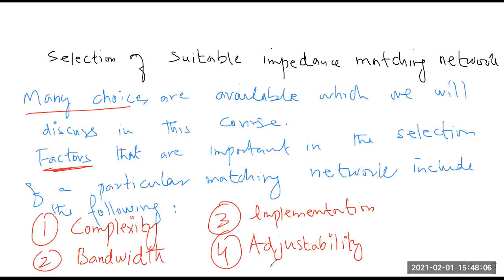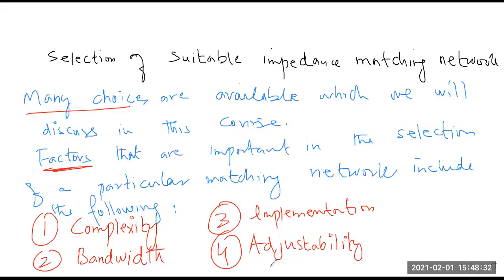This factor means that sometimes your load may be changing. Your load is continuously changing. It is not a fixed load. So whenever you are dealing with such a situation, you need to select an impedance matching circuit which is also adjustable.